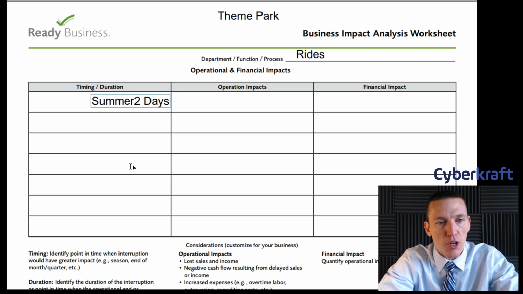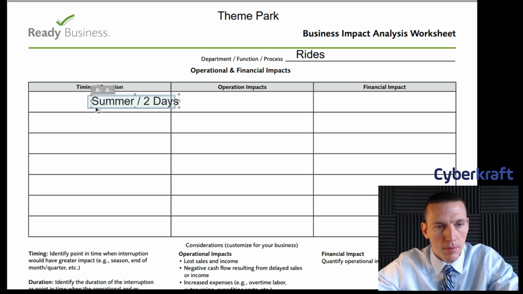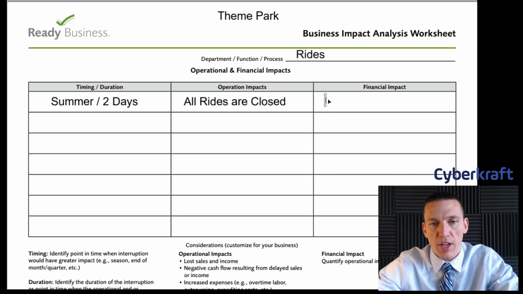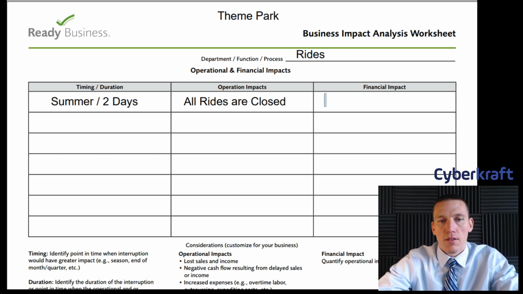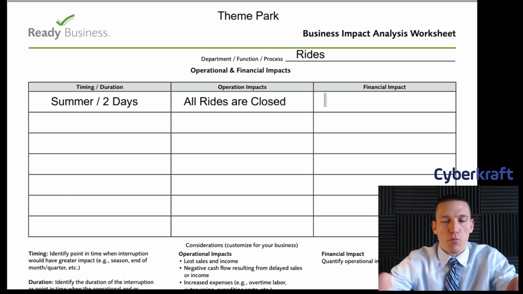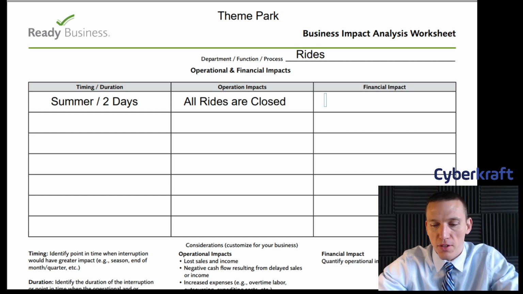So let's say it's a summer disruption for 2 days. The operational impact would be all rides are closed. And a financial impact, say, the rides are calculated to bring in $200,000 a day.